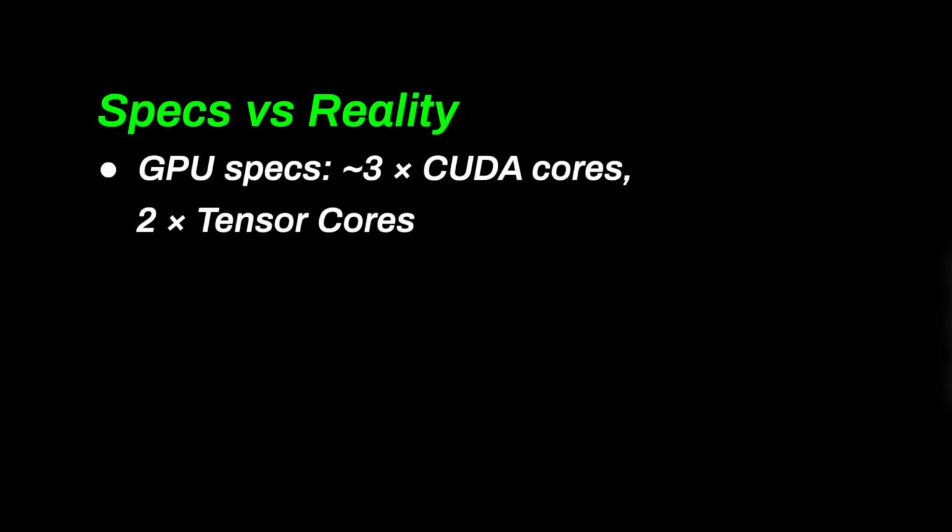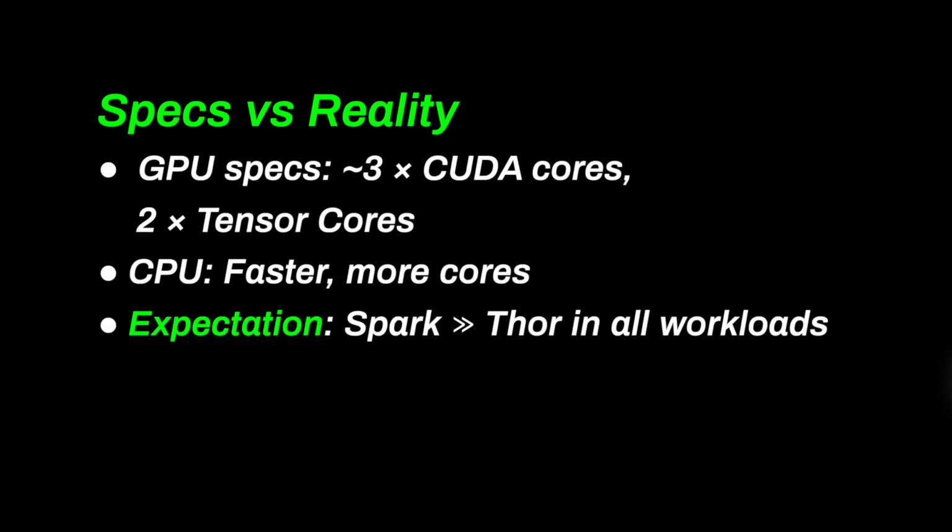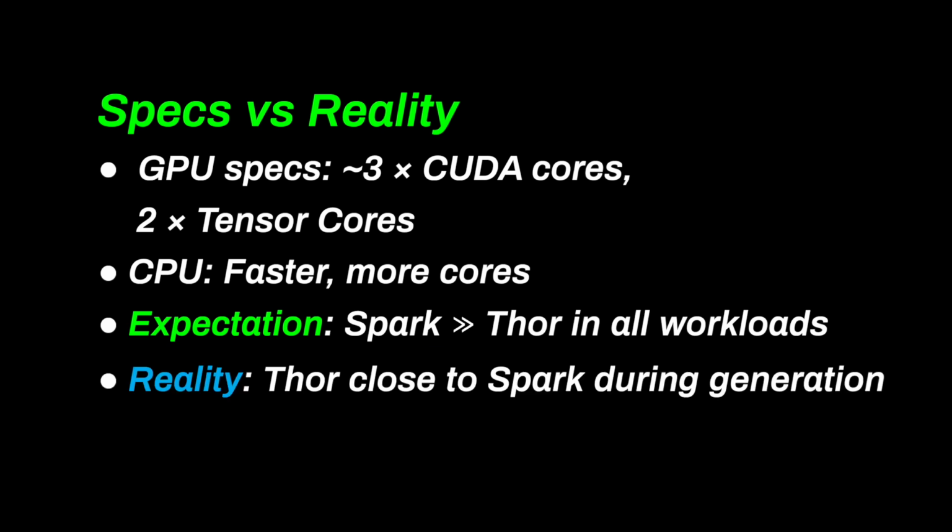On paper, the Spark should have outrun the Jetson Thor by a wide margin. It has roughly 3 times the CUDA cores, double the Tensor cores, higher clock speeds, and a more capable CPU complex. And yet, the benchmark showed something more nuanced. The Thor holding its own once generation began? That raised a deeper question. What's really happening inside these systems once the model starts to think?